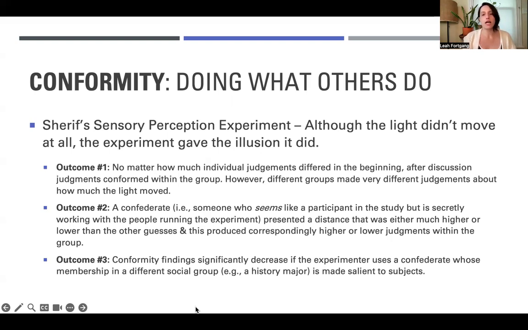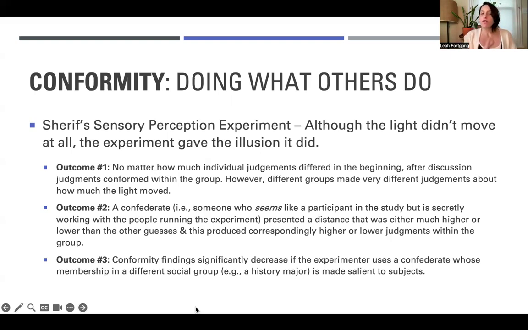So people seem to respond quite a bit to these confederates who also presented their information in a very confident manner. One important thing to think about here too is the level of confidence that someone shows when they're discussing these sorts of things and coming to a group consensus. That seems to have a pretty significant effect on where people ended up making their guesses as to how much the light moved.